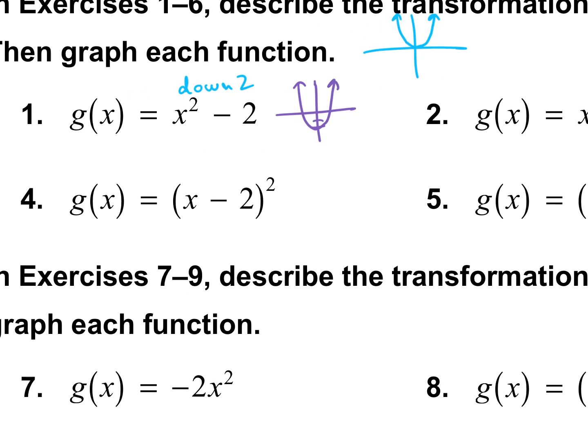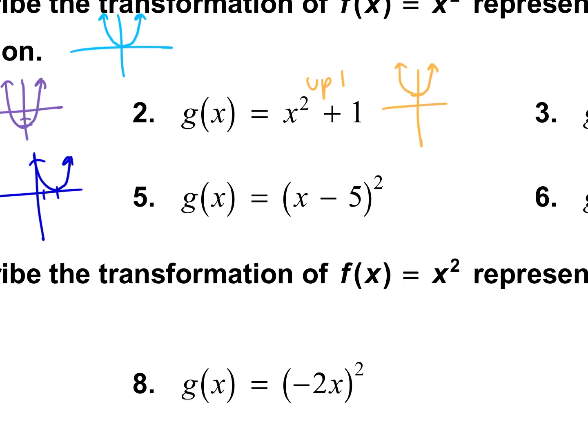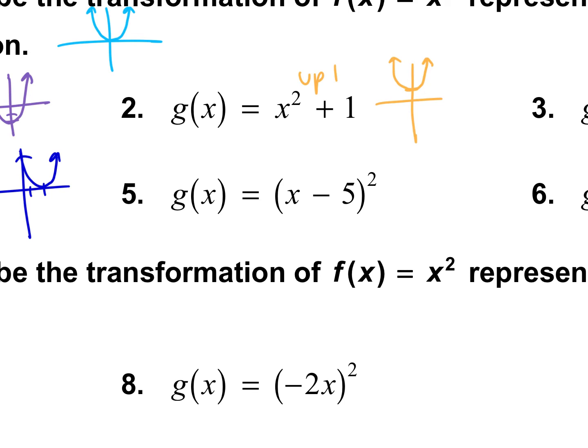For 4, what happens when I subtract 2 on the inside? Right 2. So my parabola would just go to the right 2. What about when I subtract 5? Right 5. So my parabola goes to the right 5.